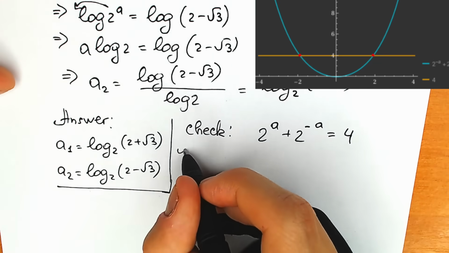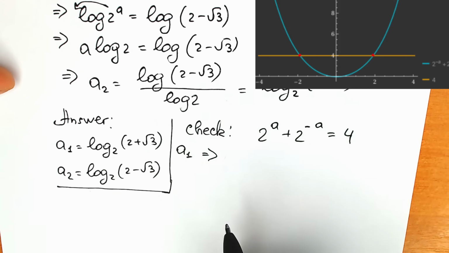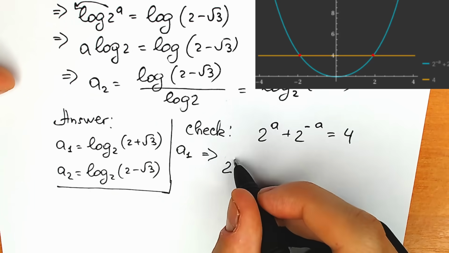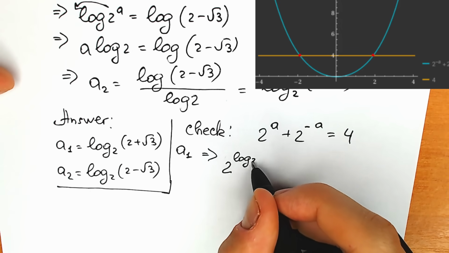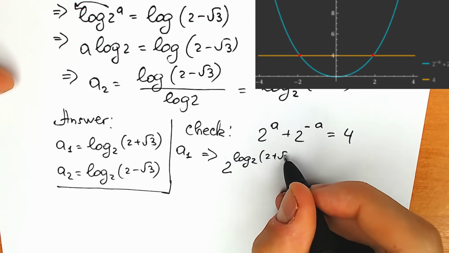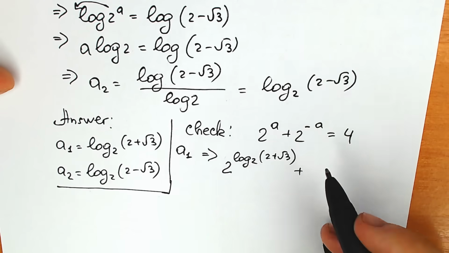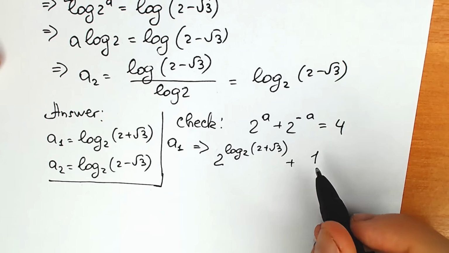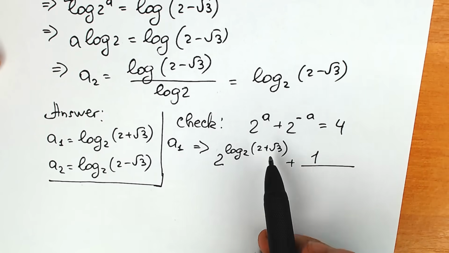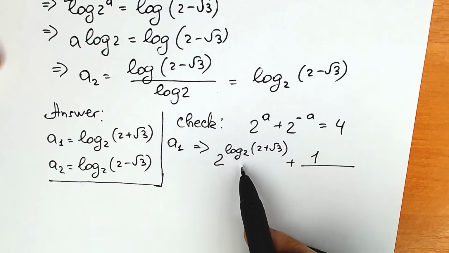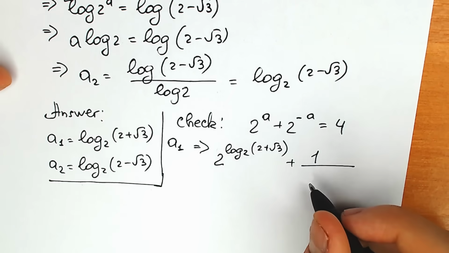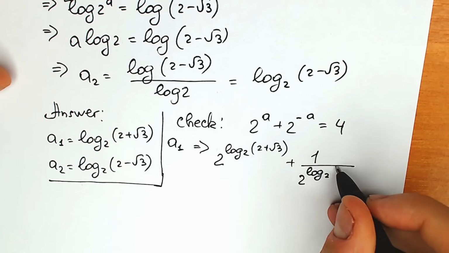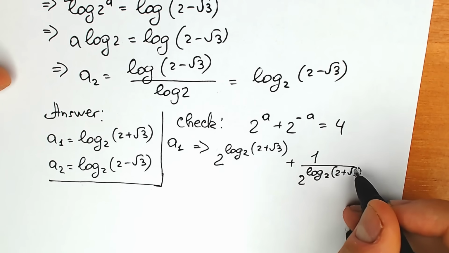So a first we're gonna plug in right here. So as a result, what do we have? 2 to the power a equal to this one. So we have 2 to the power log base of 2 of 2 plus square root of 3 plus this 2 to the power minus a, we can write it as 1 over with the positive, so with the same thing, so we can write it in our denominator, not with the negative sign, but with the positive sign. So 2 to the power log 2, so absolutely the same thing, 2 plus square root of 3, and equal to 4.